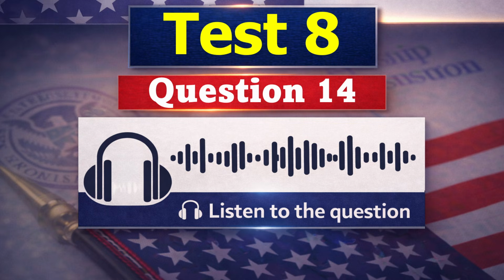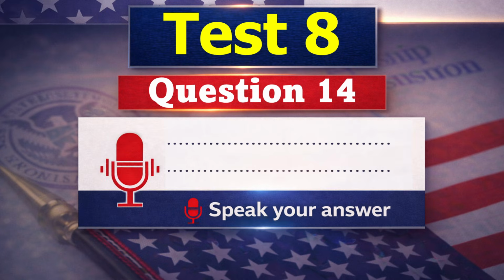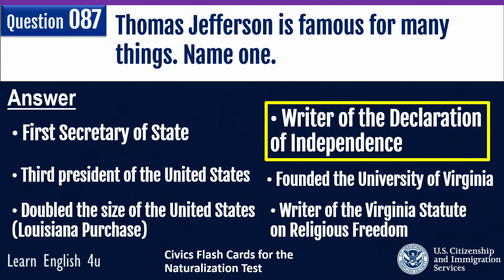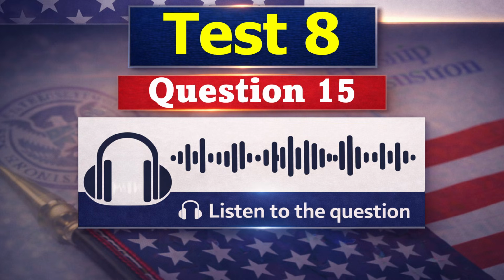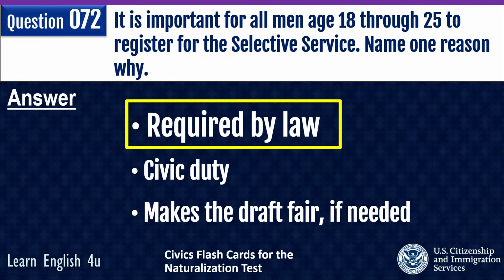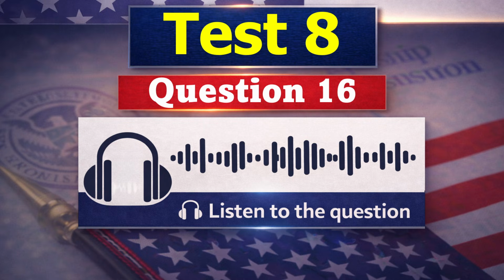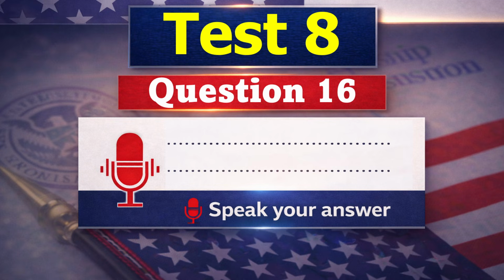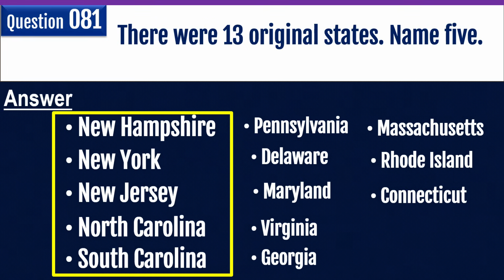Thomas Jefferson is famous for many things. Name one. Writer of the Declaration of Independence. It is important for all men age 18 through 25 to register for the Selective Service. Name one reason why. Required by law. There were 13 original states. Name 5. New Hampshire, New York, New Jersey, North Carolina, South Carolina.